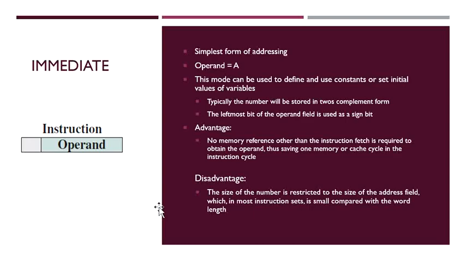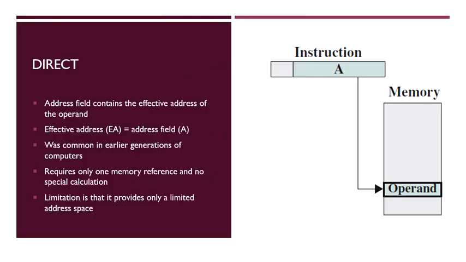The next addressing mode is the direct addressing mode. For direct addressing, the address field contains the effective address of the operand. Inside this machine instruction, the address field contains the effective address of the memory, and this effective address points to the operand. This is what we call the direct addressing mode.